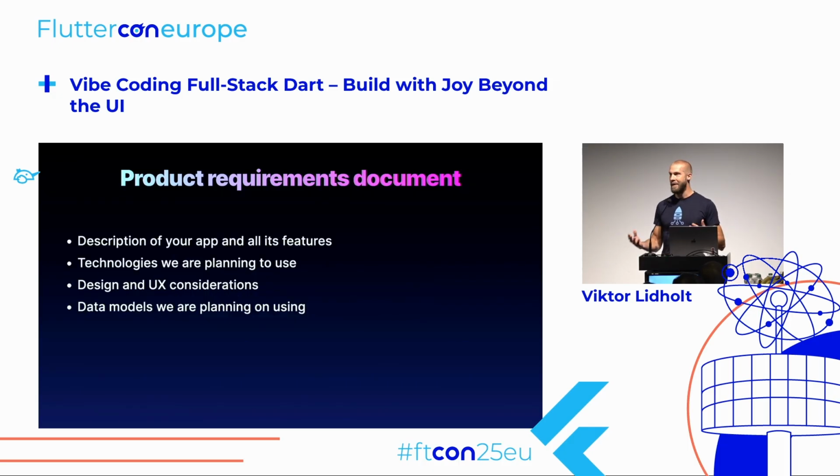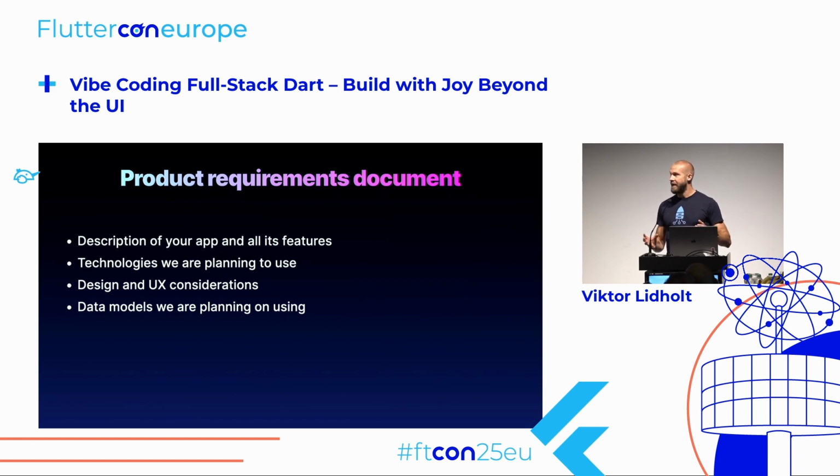So the things you want to make sure you get into that, obviously you need to add a little bit more details about what you want to build than in that short example. But make sure you have a good description of the app and all the features you want to have covered, the technologies that you are planning to use, including which state management you are planning to use, or which packages, stuff like that. Any design UX considerations, if you have any special type of models or data that you want to have in there, that's also great to get into this document.